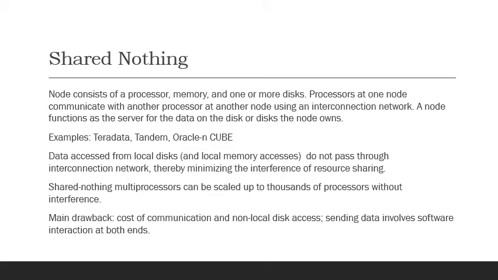Data accessed from local disks and local memory accesses do not pass through the interconnection network, thereby minimizing the interference of resource sharing. Shared nothing multiprocessors can be scaled up to thousands of processors without interference. The main drawback of this system is the cost of communication and non-local disk access. Sending data involves software interaction at both ends.